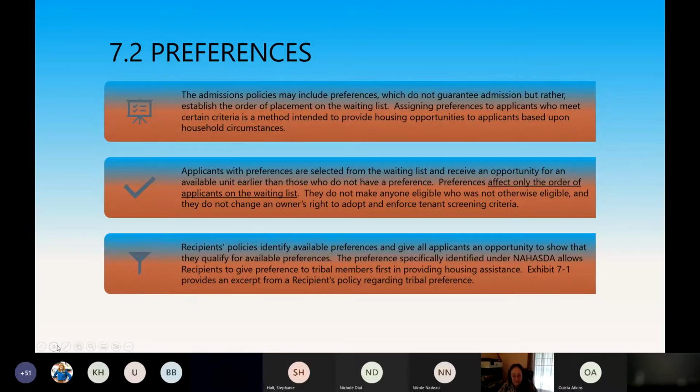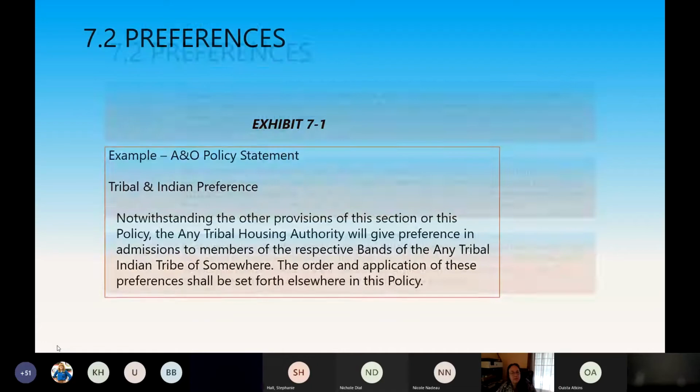In providing housing assistance, Exhibit 7.1 provides an excerpt from a recipient's policy regarding tribal preference. Tribal and Indian preference. Notwithstanding the other provisions of this section or this policy, the Tribal Indian Housing Authority will give preference in the admissions to members of the respective bands of the Indian tribe of somewhere. The order and application of these preferences shall be set forth elsewhere in this policy.